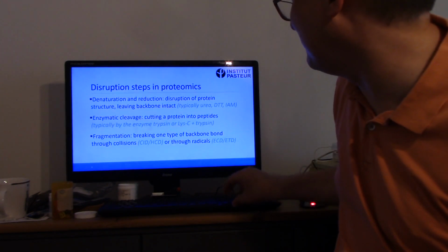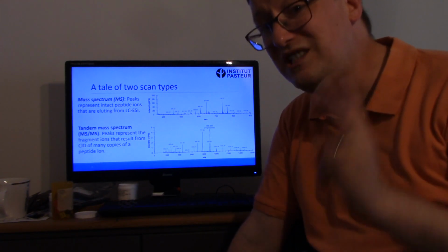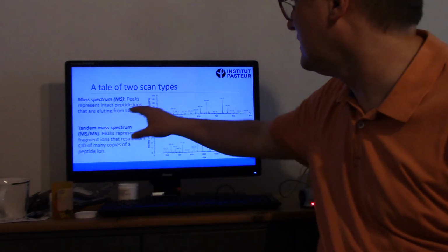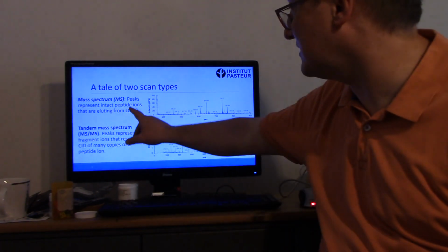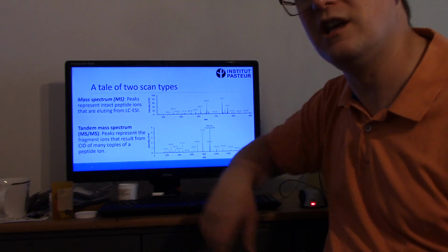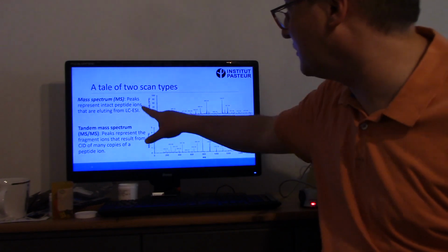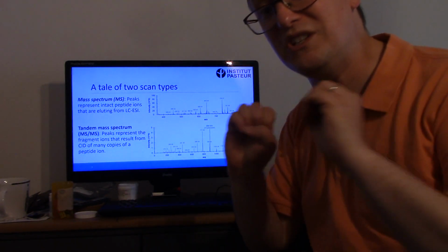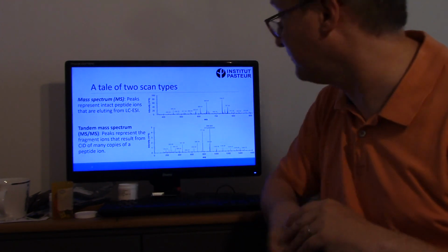Sorry, I skipped ahead. All right, so for this, we are going to produce 2 different kinds of mass spectra, and it's really important that people understand the difference. So at the top, I have an example of a mass spectrum, which is to say that the peaks we see here represent intact peptides that we could potentially blow apart to create a tandem mass spectrum. So the mass spectrum is showing us which peptides are eluting at this moment in time from the liquid chromatography into the electrospray ionization source.